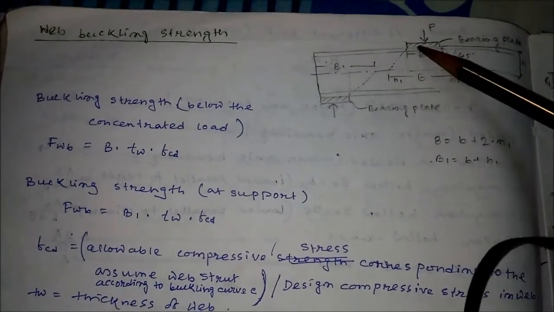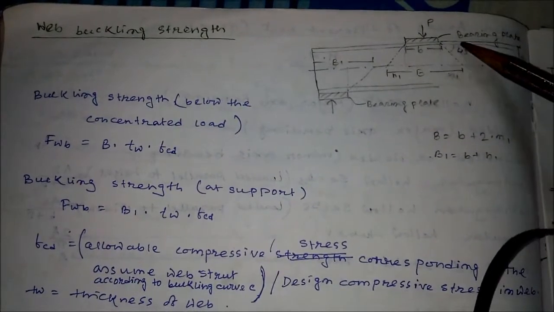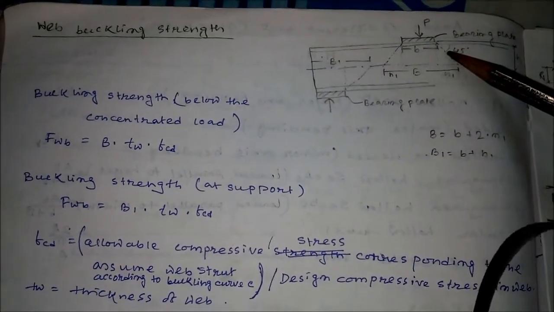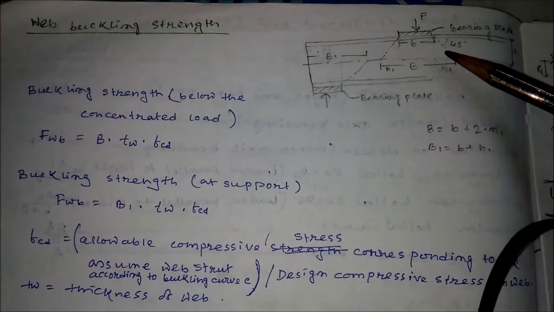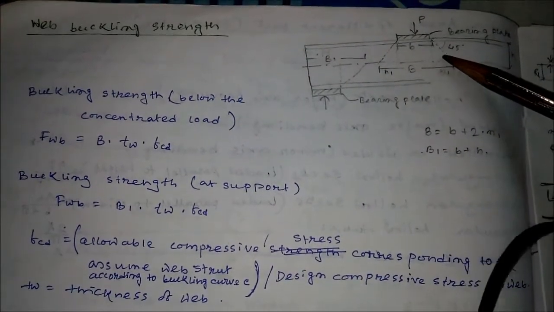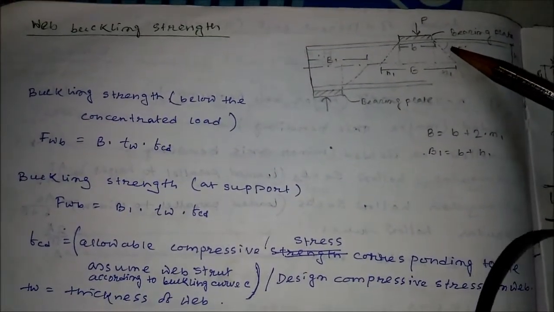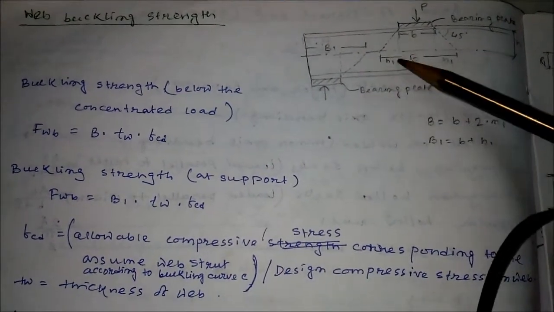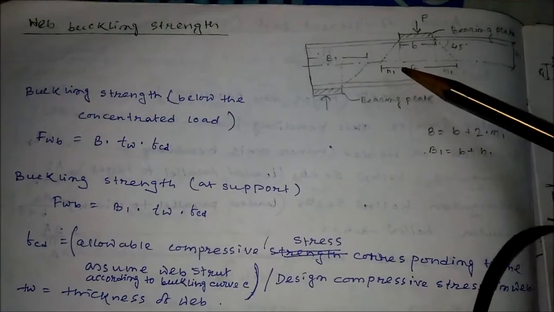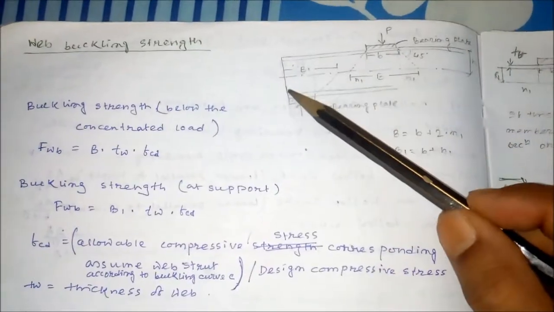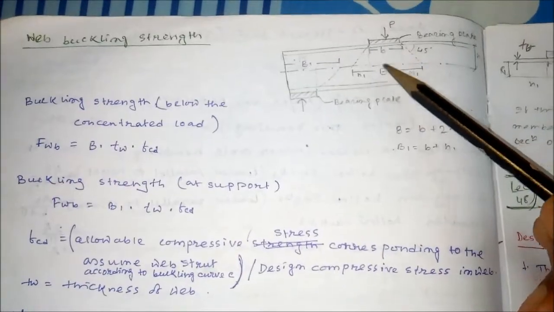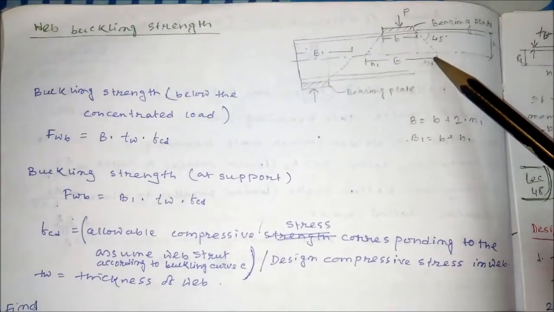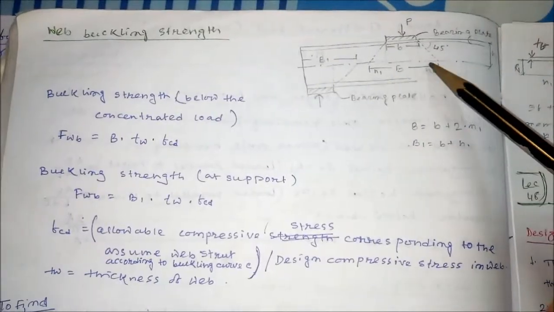And the dispersion angle for this case will be equal to 45 degrees. For web crippling that was 1 is to 2.5, but in this case for web buckling the load will disperse at a 45 degree angle. So we need to first of all find out the lengths like b1, or in this case b, whatever may be the length.